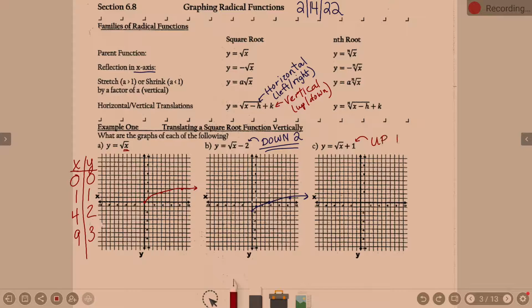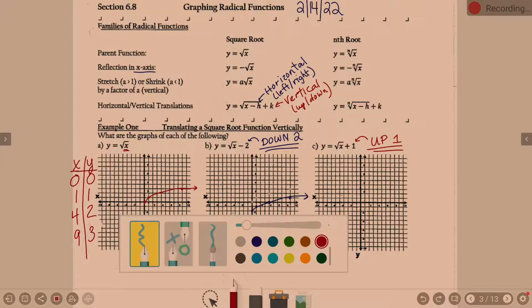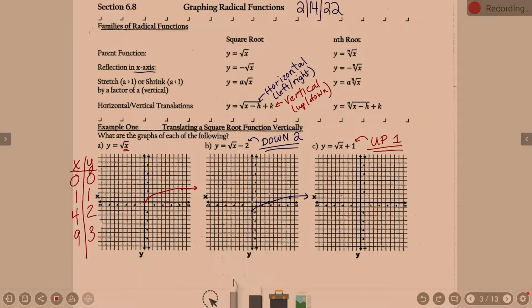Okay. Plus 1 outside of the radical is up or down. Because it's a plus 1, I'm going to take each of my dots and move them up 1. Again, it's your comfort level. Do you want to put the original 4 dots on there? If so, (0, 0), (1, 1), (4, 2), (9, 3).